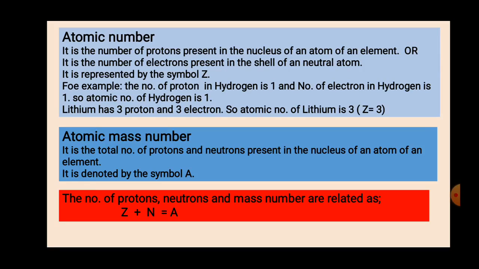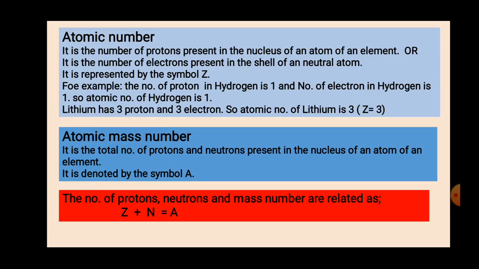So what is a mass number? The definition is: it is nothing but the total number of protons and neutrons present in the nucleus of an atom of an element. Now, how is it represented? It is represented by the symbol A. Next, how are the number of protons, neutrons and mass number related to each other?